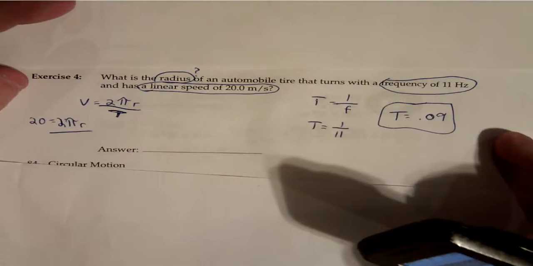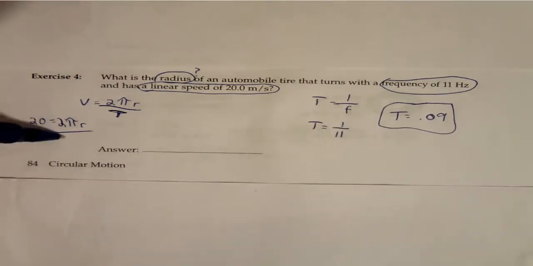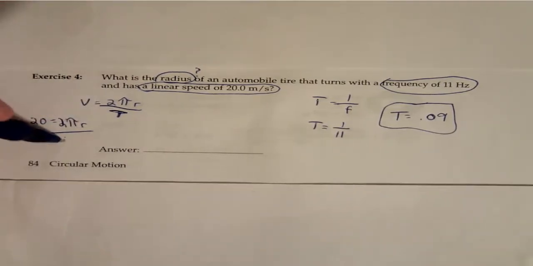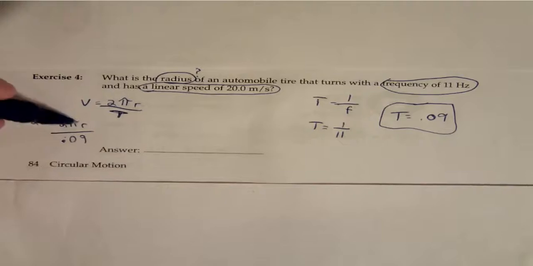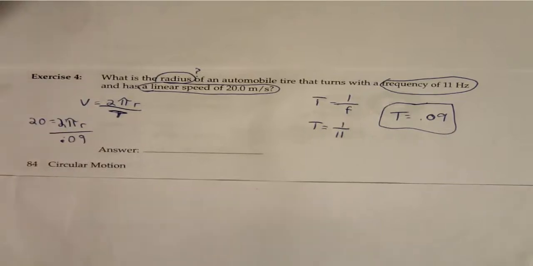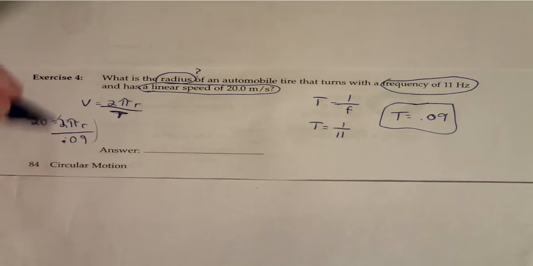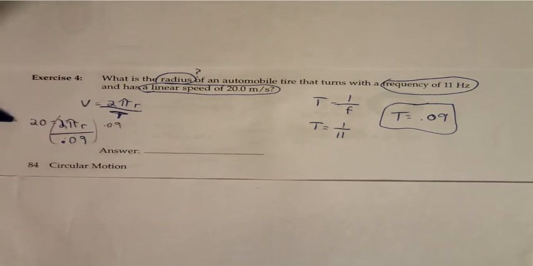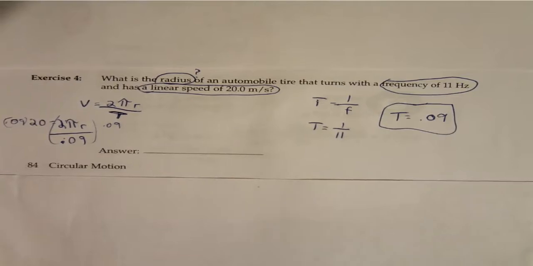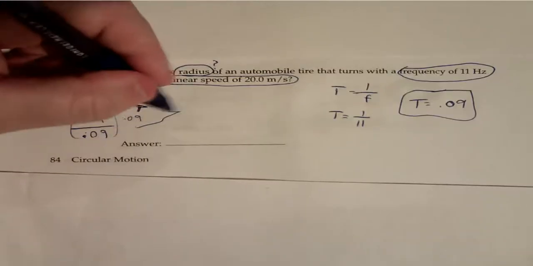So now we can put this in because now we have our period. So our period here is 0.09. And we need our radius, right? So what we got to do, first we got to get rid of this 0.09. So we got to multiply this whole thing on the right by 0.09. Left, 0.09, which I'm going to move it to right here.